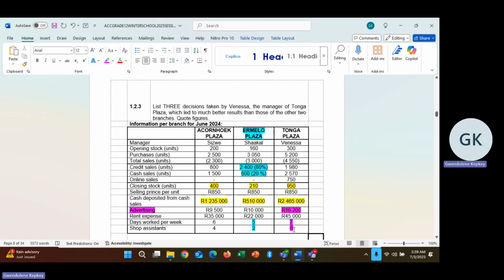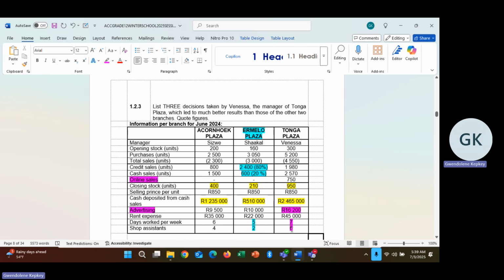Then we can also mention, grade 12s, that this business has done what the others did not, and they have opted and moved to what is called online sales. So those are the factors. I'm not going to write it down now at this point in time. Let's go back. They have spent 16,200 on advertising, more compared to the other branches. Okay? 6,200 more over here. That is how you can compare.